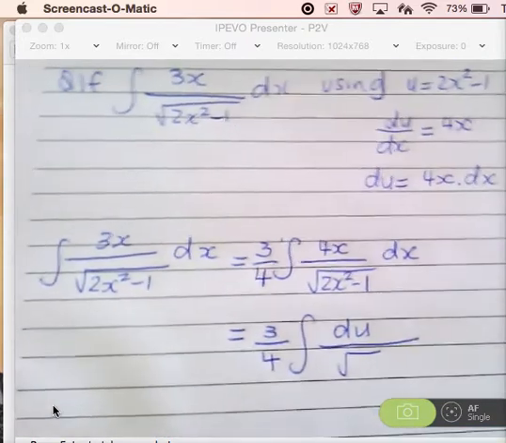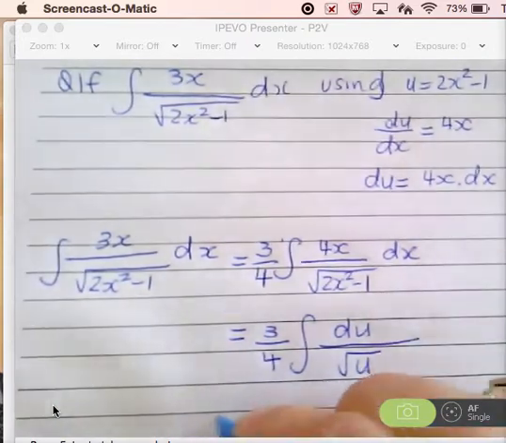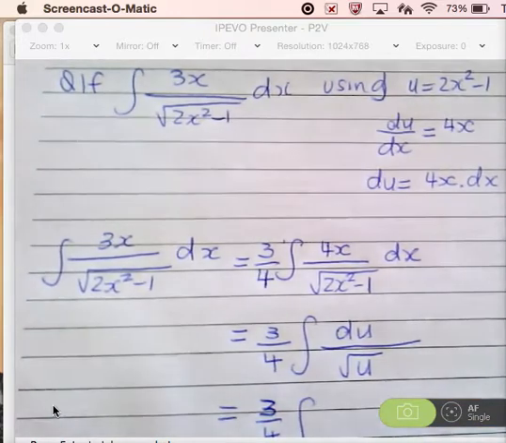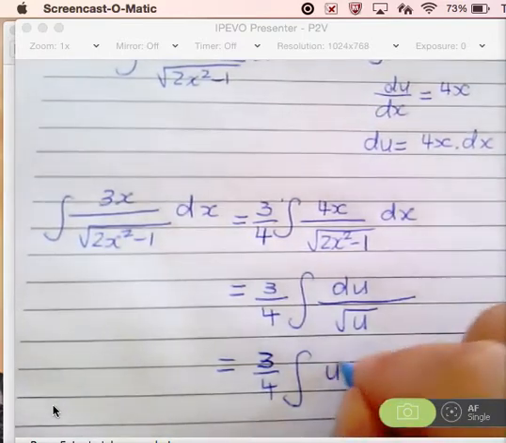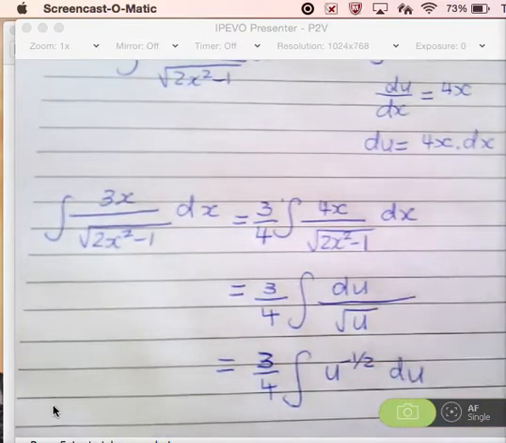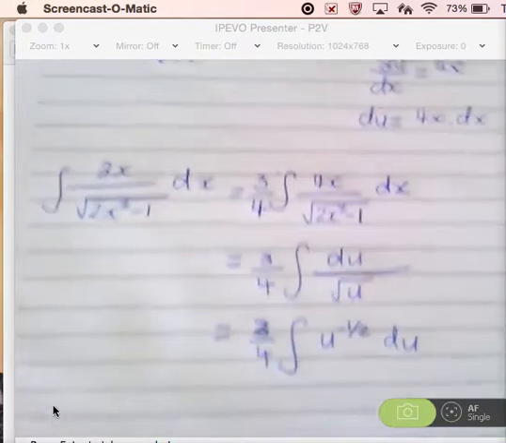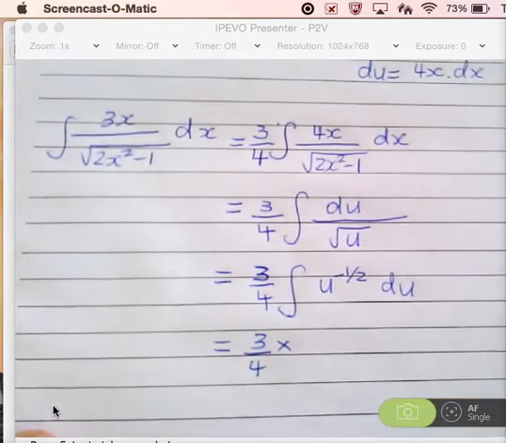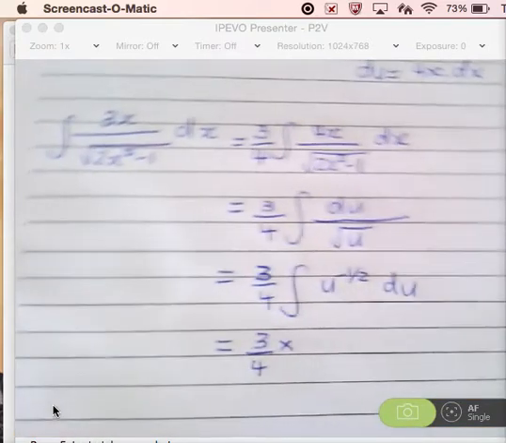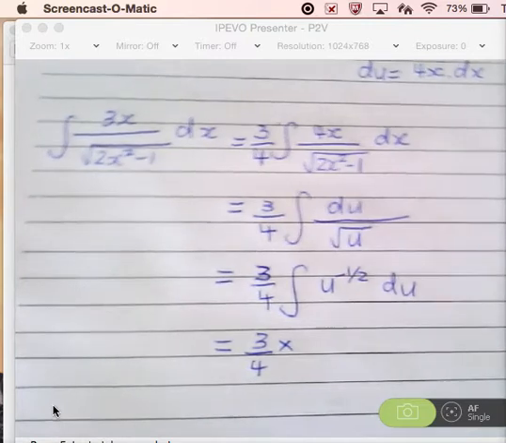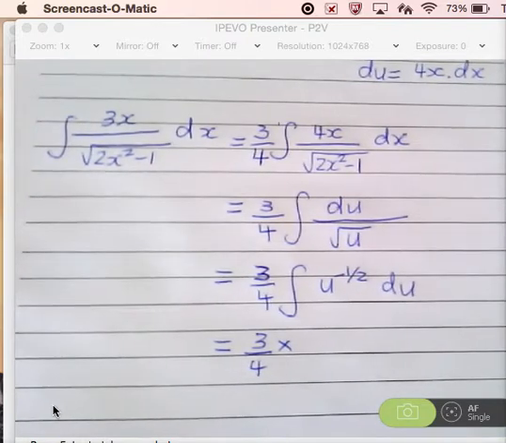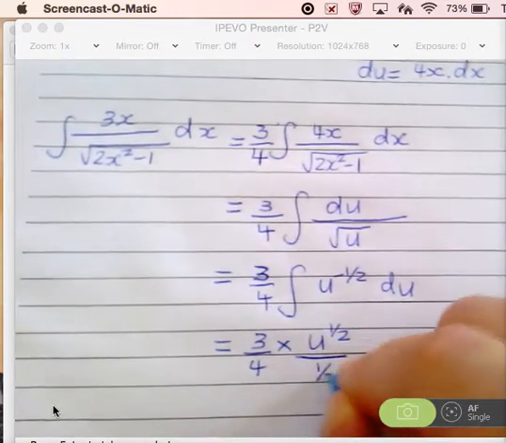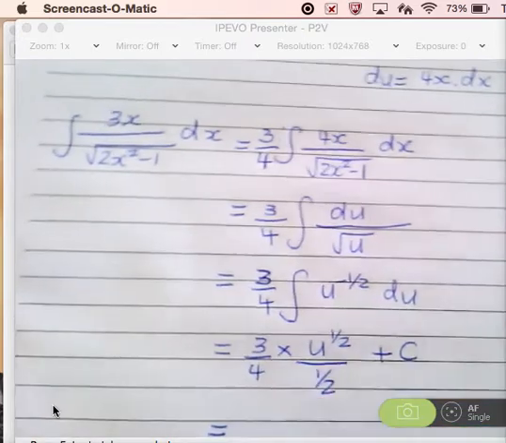U. So now let's write this in a form that can be integrated. 3/4 out the front, integral of u to the negative a half du. We okay? Which is 3/4 times u to the negative a half. Remember, we're adding 1. Negative a half plus 1 is u to the half over a half, plus c.